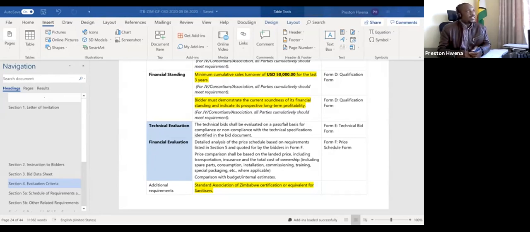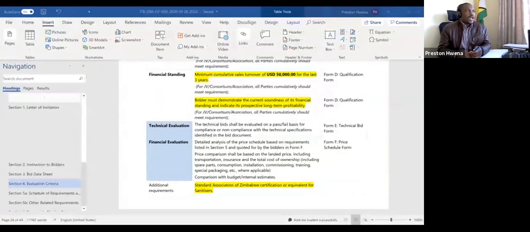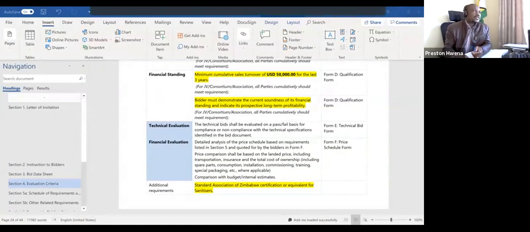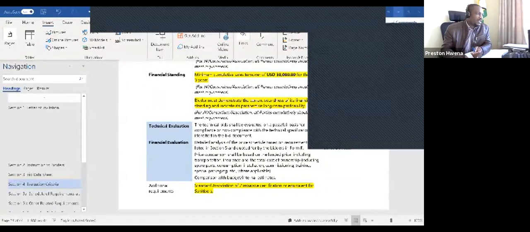So make sure that your products have a certificate from the Standard Association of Zimbabwe or equivalent. If it's an import, maybe you are bringing in your products from South Africa, we also expect the South African standards board to have confirmed that your quality is okay. If you are importing from any other country, we also need that. And as part of the requirements, a certificate of analysis will also be required as part of the deliveries.